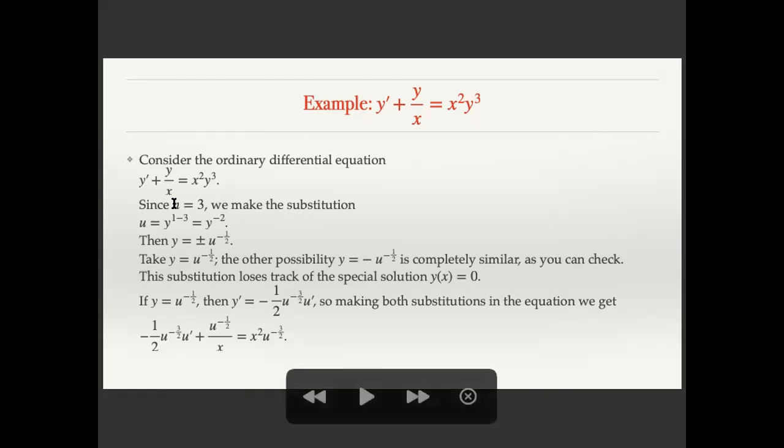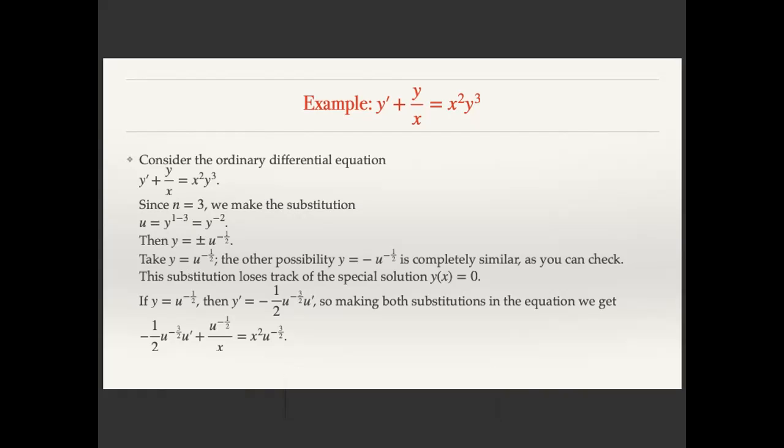And in addition to that, as I've said before, you also need to consider the special solution y is constantly 0. So, okay, now let's go with the substitution. We can use either y is equal to u to the minus 1/2 or y is equal to minus u to the minus 1/2. You can actually check both cases, but the second case is completely analogous to the first case.